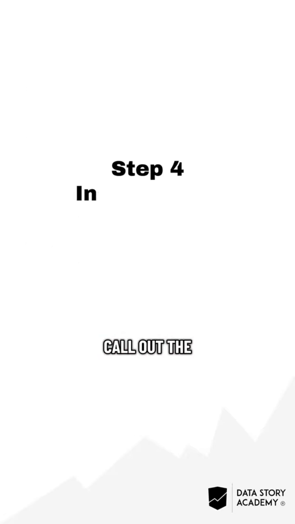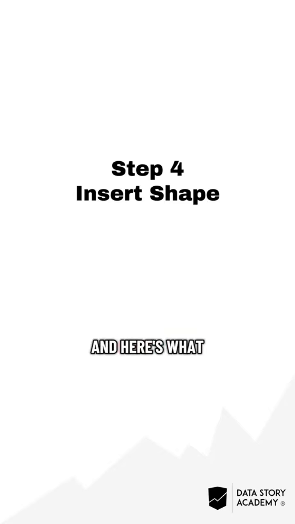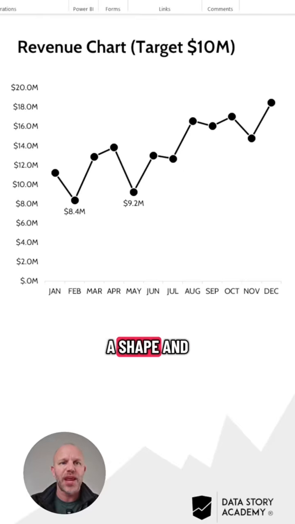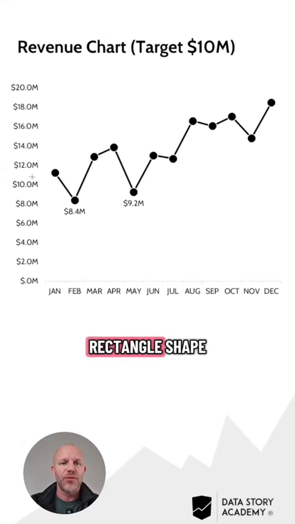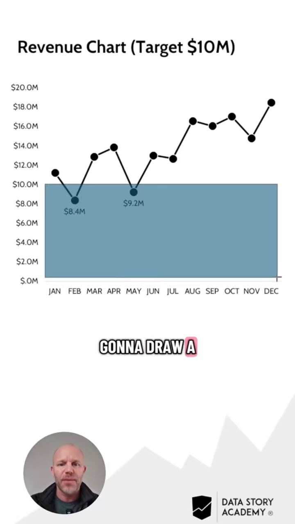But I want to call out the target area a little bit more. And here's what I can do. I'm going to insert a shape. And I'm just going to hit the rectangle shape. I'm going to start at the 10 million. And I'm going to draw a shape across this area.